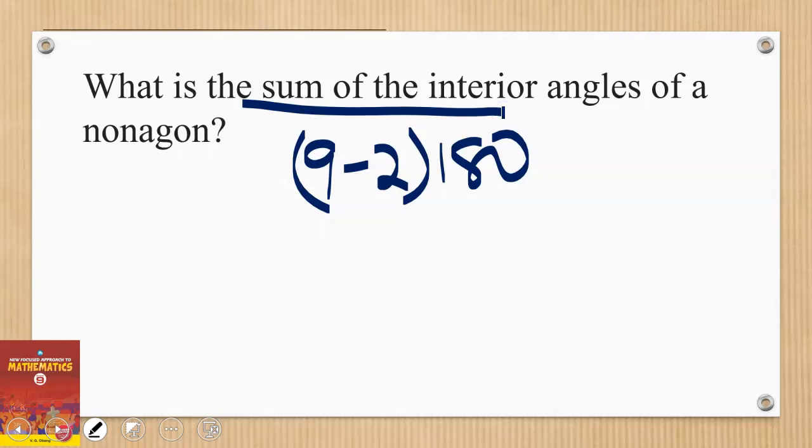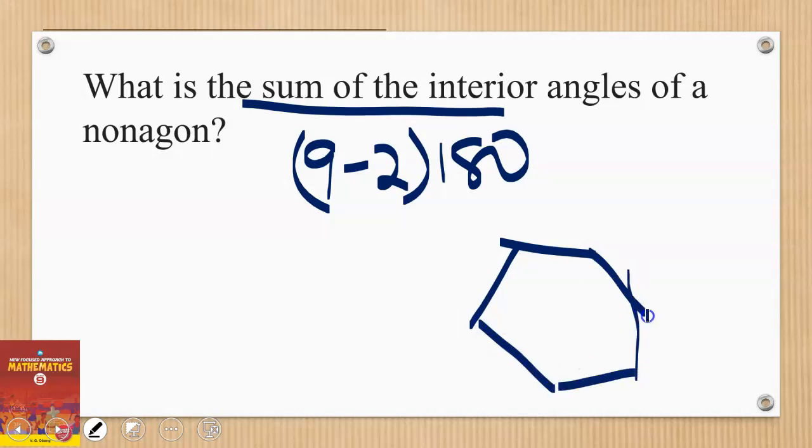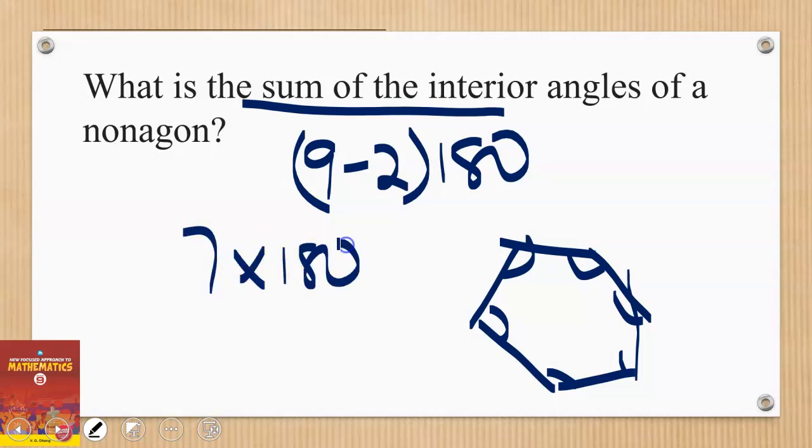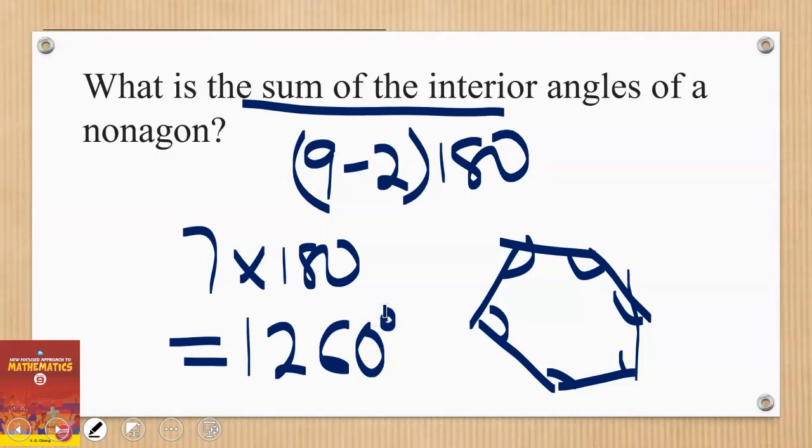Remember that when we talk of interior angles, we are making reference to the angles that are inside a polygon, like this, and that. They are all interior angles. And so the sum for now, we are going to get 7 times 180. And 7 times 180 will give us 1260 degrees. That will be the sum of the interior angles.